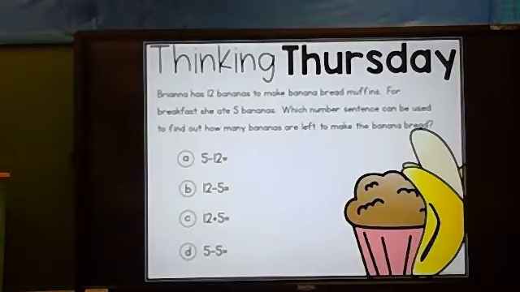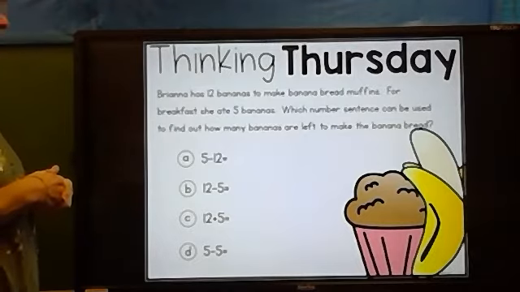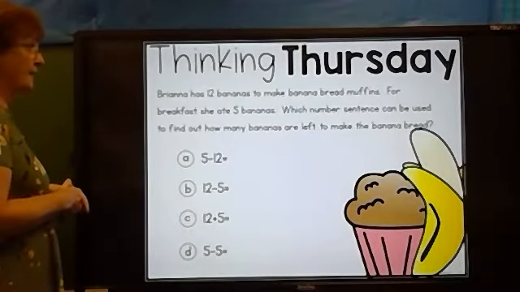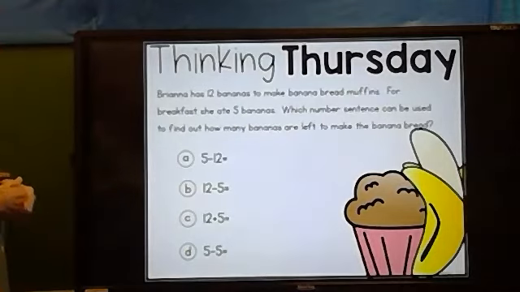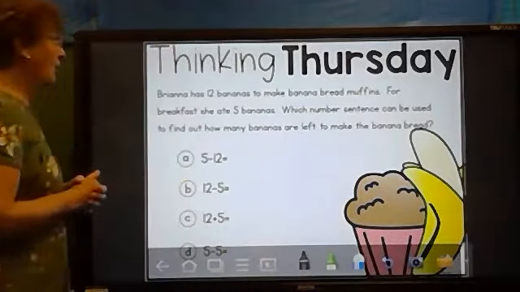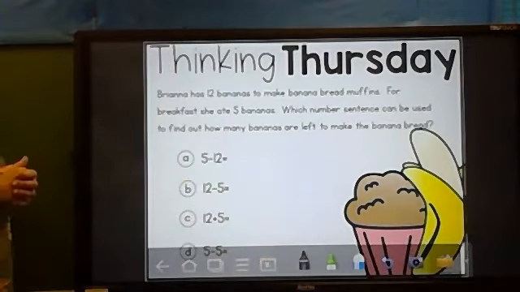Good job. All right, so now let's see which one. Let's read the problem again. Brianna has 12 bananas to make banana bread. For breakfast, she ate 5 bananas. Which number sentence can be used to find out how many bananas are left to make the banana bread? Okay, and so I guess my first question would be, do we know the start? Do we know how many bananas that Brianna had to begin with?